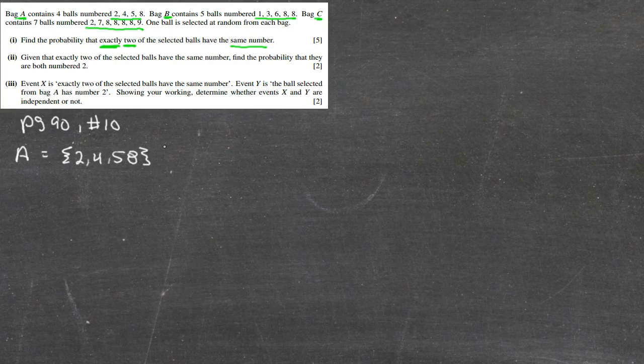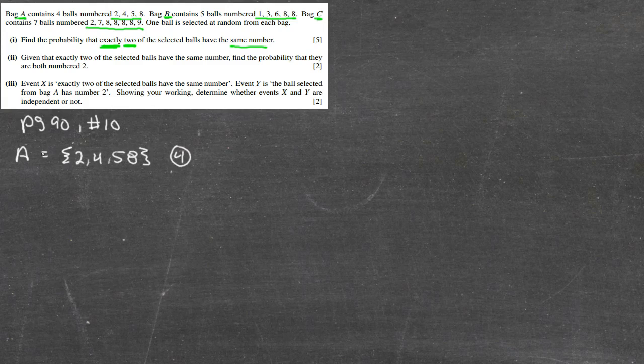We're on page 90 and we're looking at number 10. In this problem they tell us we have a bag A that has 4 marbles: a 2, a 4, a 5, and an 8. Bag B has 5 marbles, and bag C has 7 marbles. They want to know the probability of finding exactly 2 of the selected balls being the same. So let's take the information and set it up so it's a little easier to see than when it's on the paper.